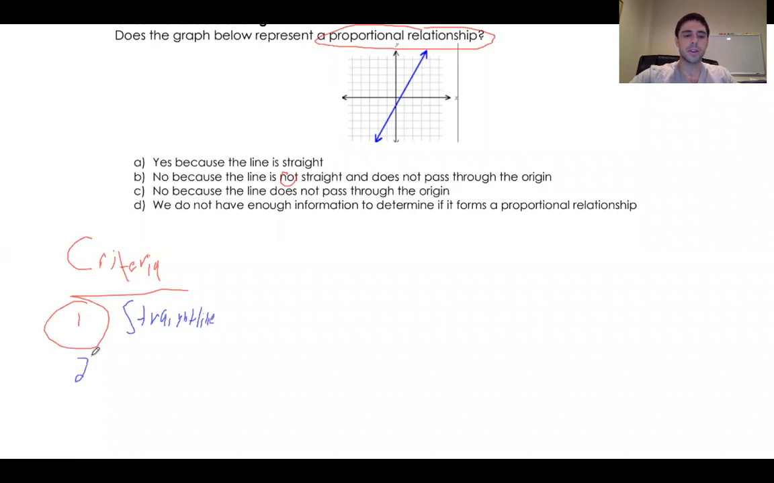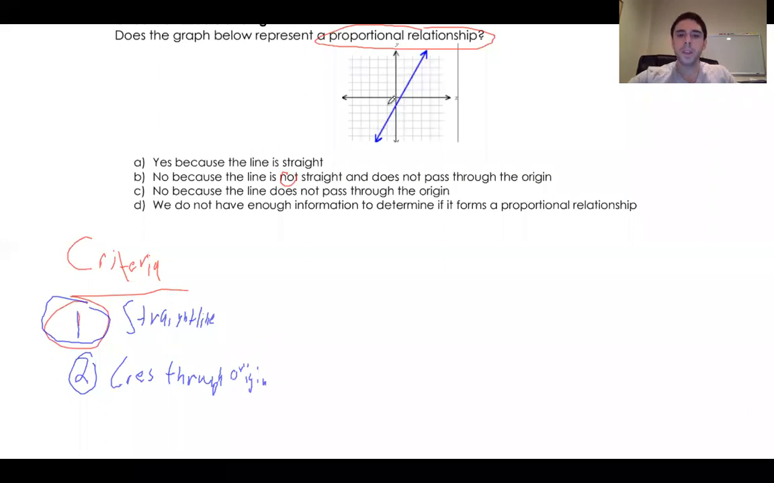What's our second criteria? Straight line. And what is the second criteria? Right, excellent. It has to go through the origin. Sorry, it's a little hard for me to write with this pen thing, my mouse thing. Goes through origin.